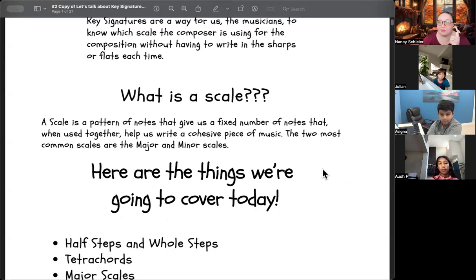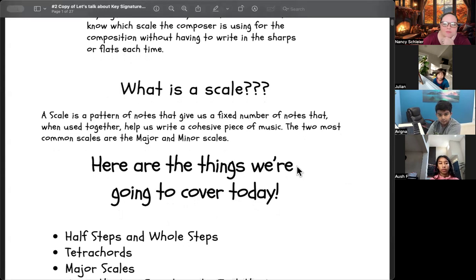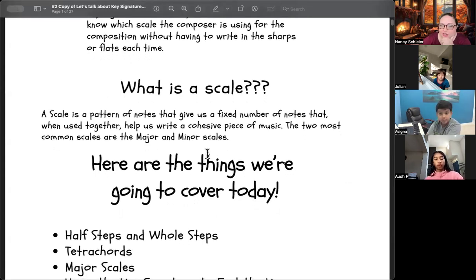So if we've done composing before, we may have talked about key signatures. The two most common scales are major and minor. Those are the ones we are going to focus on today. There are other scales, but we don't need to know what they are right now.